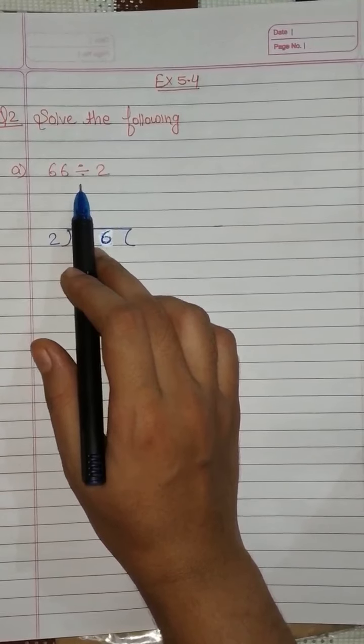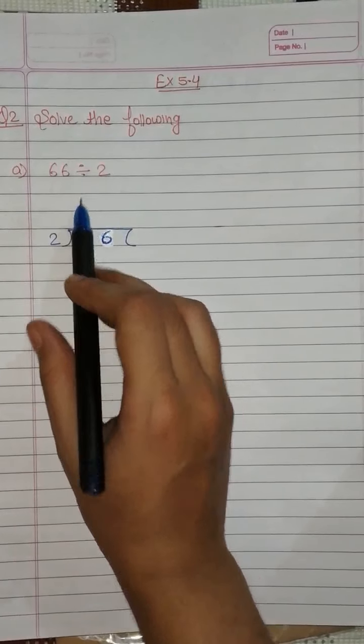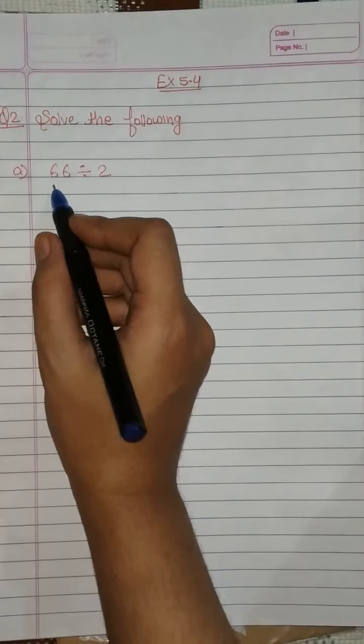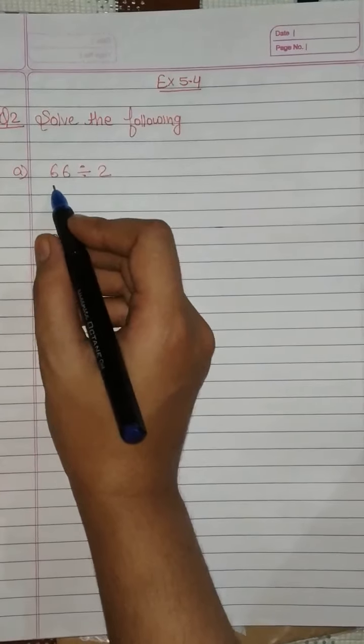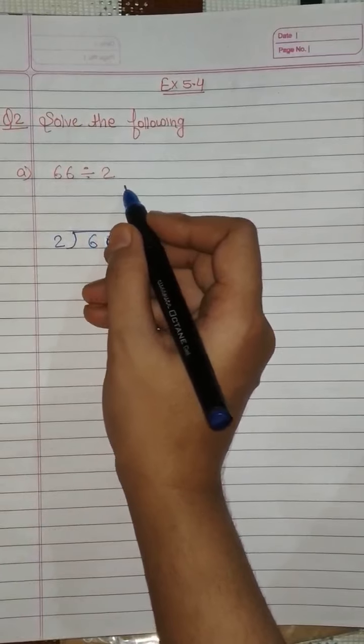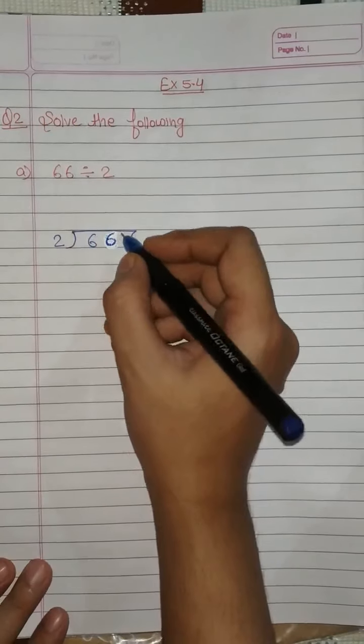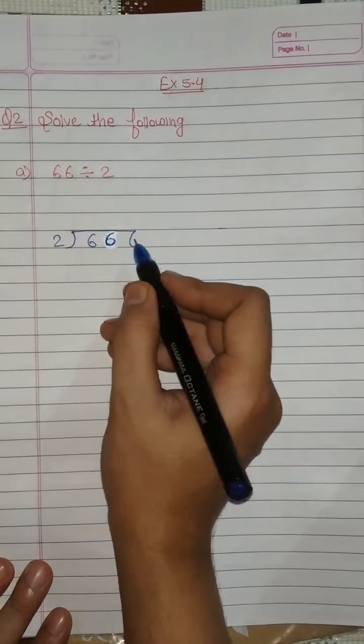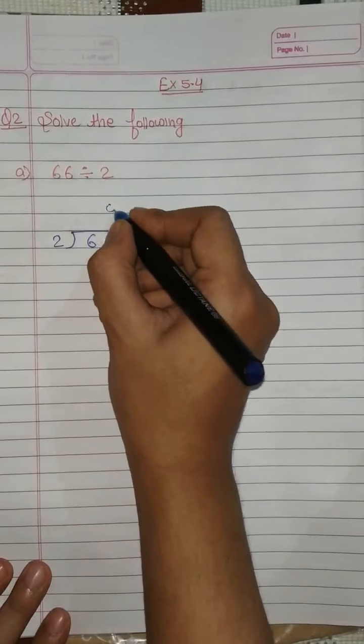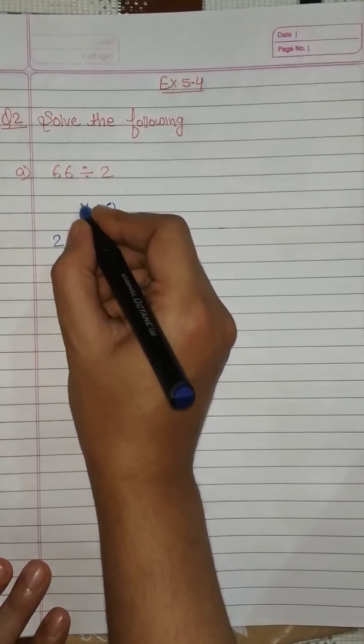The number that is to be divided is known as dividend. So here the dividend is 66 and the number by which we have to divide is known as divisor. So divisor is 2. Now we'll mark the places. I have already arranged the numbers in long division form. This is ones place and this is tens place.